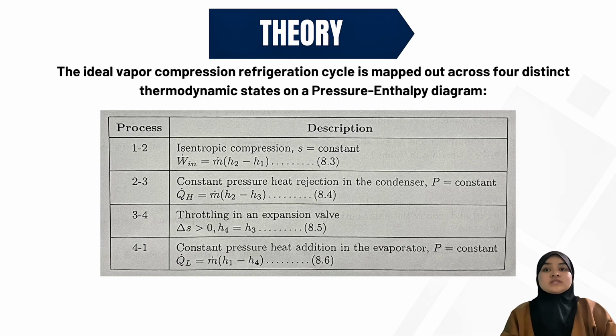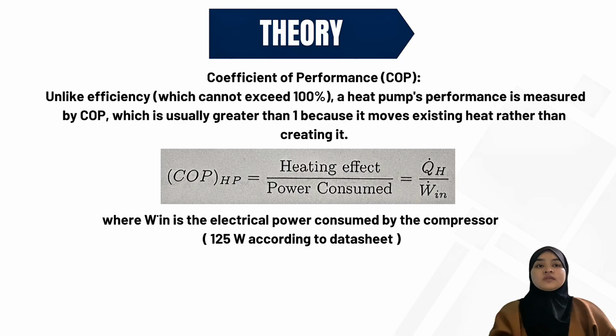The cycle consists of four processes. 1 to 2 is isentropic compression, 2 to 3 is constant pressure heat rejection, 3 to 4 is constant enthalpy expansion, and 4 to 1 is constant pressure heat addition.